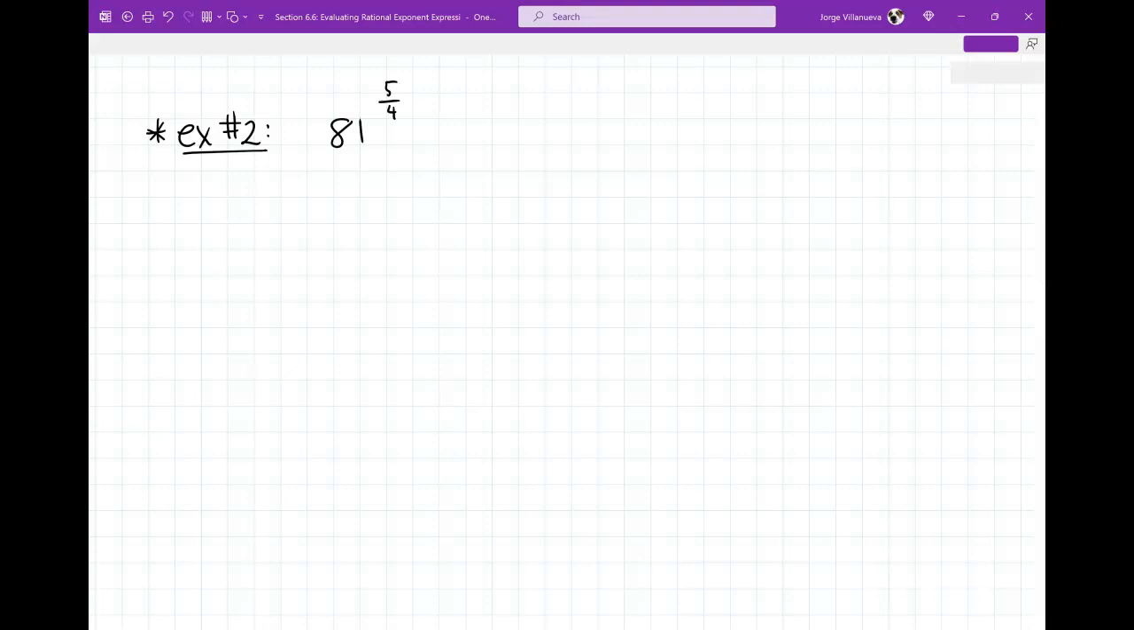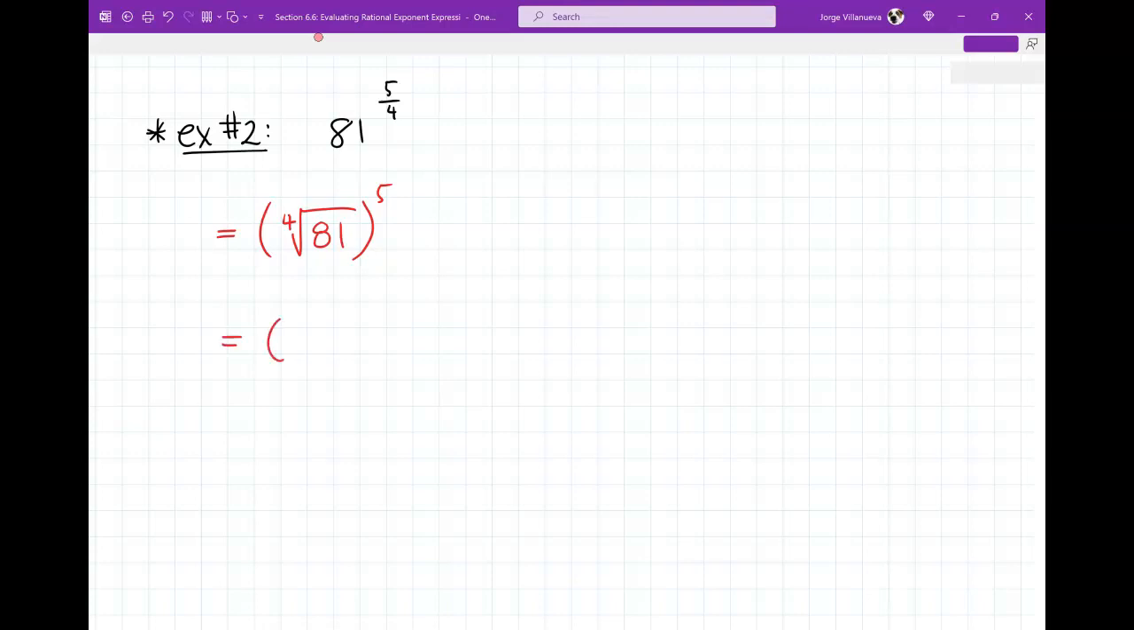If I rewrite it as a radical, this is the 4th root of 81 to the 5th power. And again, you can just type this on your calculator and be done. But I'm just showing you the breakdown. Now the 4th root of 81, what is that? Try it on your calculator. Yeah, the 4th root of 81 is 3. 3 times 3 times 3 times 3, because 3 times 3 is 9, the other 3 times 3 is 9, and 9 times 9 is 81.